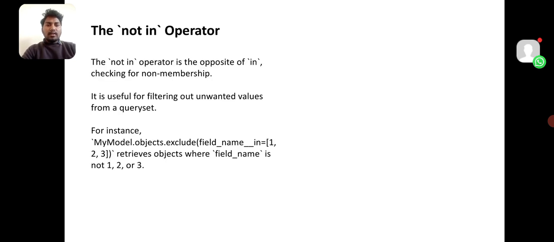Then move on to the not in operator. The not in operator is the opposite of in, checking for non-membership. It is useful for filtering out unwanted values from a query set. For instance, MyModel.objects.exclude(field_name__in=[1, 2, 3]) retrieves objects where field name is not 1, 2, or 3.